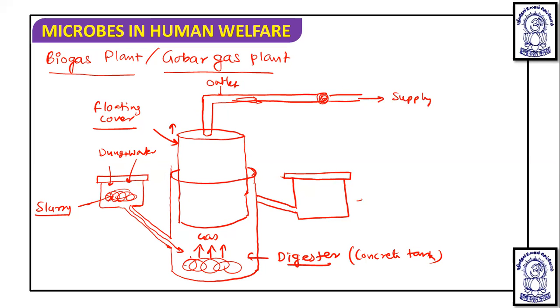In this way, gas is produced in the concrete tank by anaerobic digestion. Due to the upward movement of the floating cover, the valve opens and the gas can be supplied through the outlet. The spent slurry is ultimately removed through the outlet, and that may be used as a fertilizer. So this is spent slurry.